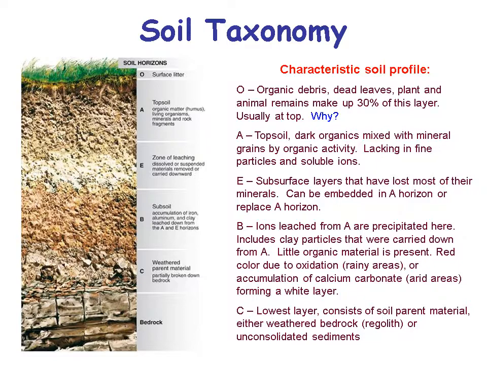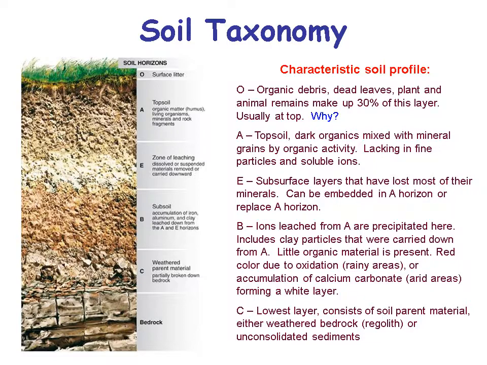Okay, so there's the E layer, a subsurface layer that has lost most of its minerals, and that's because it's leached out. Leaching water has moved through it, moved the minerals to another layer, and so you can see that it's kind of whitish and leached.